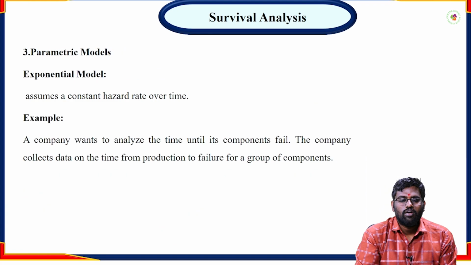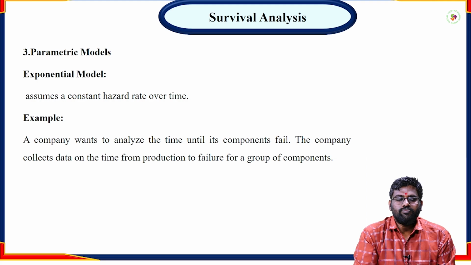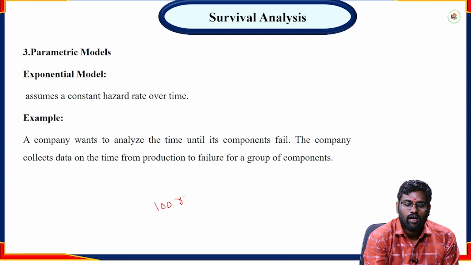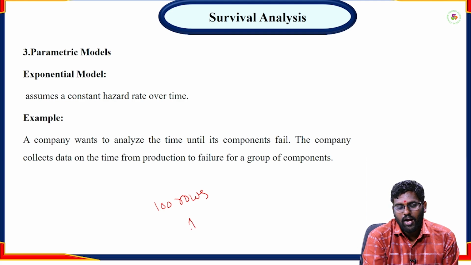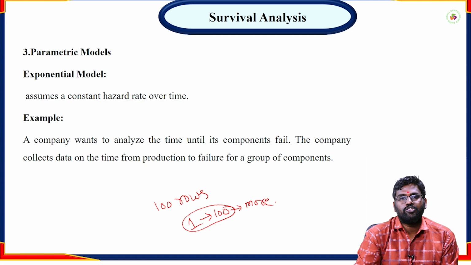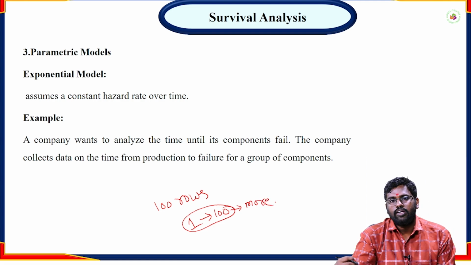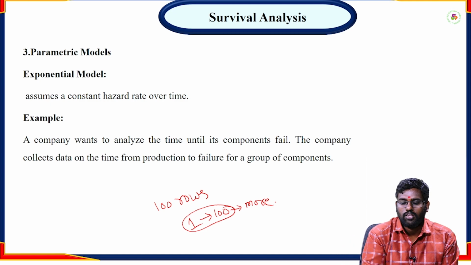Now the exponential model. Exponential model means, for example, if we have a data set of 100 rows, solving from the starting row to the 100th row will take more time to execute. That is the exponential model. If we increase the count, the time will increase based on our constraint. So that is about the exponential model.